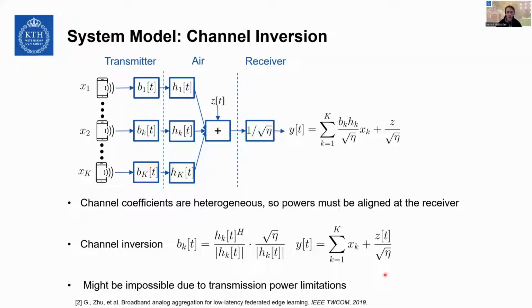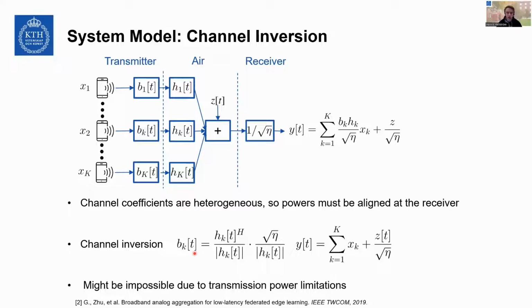Note that if any device is in a deep fade, then this channel coefficient in the denominator here would be very small, and as a consequence, we need a very large pre-transmission scalar to compensate for it. And since the transmission power is related to the square of this pre-transmission scalar, we can get very high powers required to do this channel inversion.